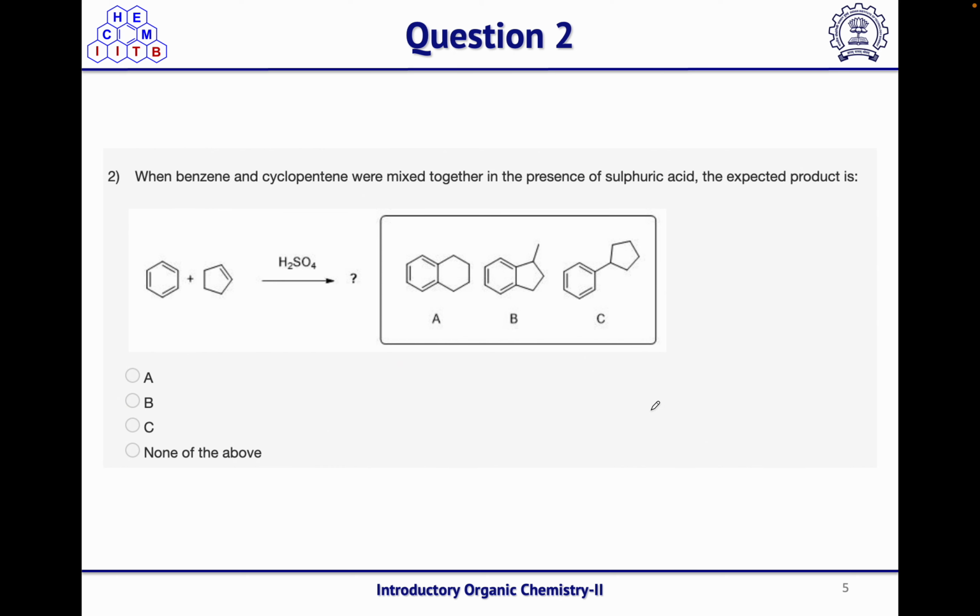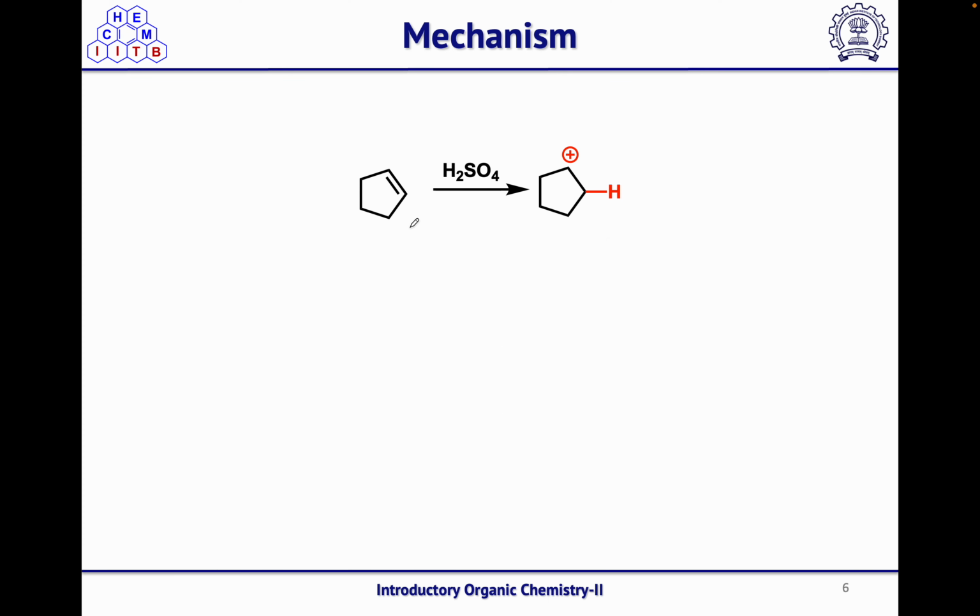Now what we need to find is the product, and we can see what is the mechanism that is taking place in this reaction. They have given 3 options, A, B and C. We have to find out the right option after seeing the mechanism of this reaction. So what happens when cyclopentene reacts in presence of H2SO4? It will generate a carbocation like this. In the presence of H2SO4, cyclopentene will generate a carbocation like this.